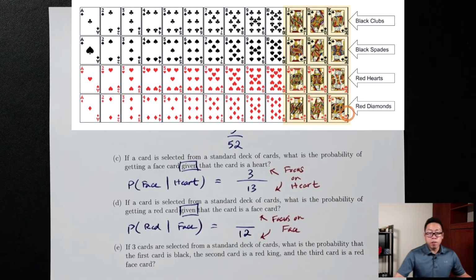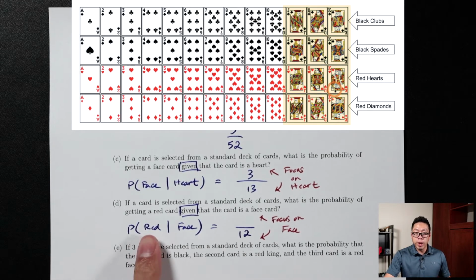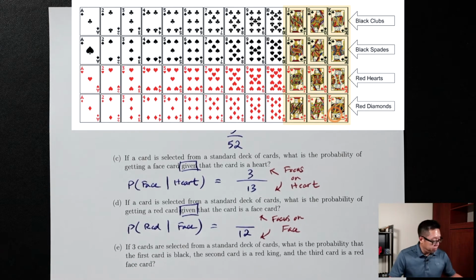And then still focusing for the top, just on the face cards, so just the last 3 columns here, how many are red? That would just be the Jack, Queen, King hearts and Jack, Queen, King diamonds. 6.